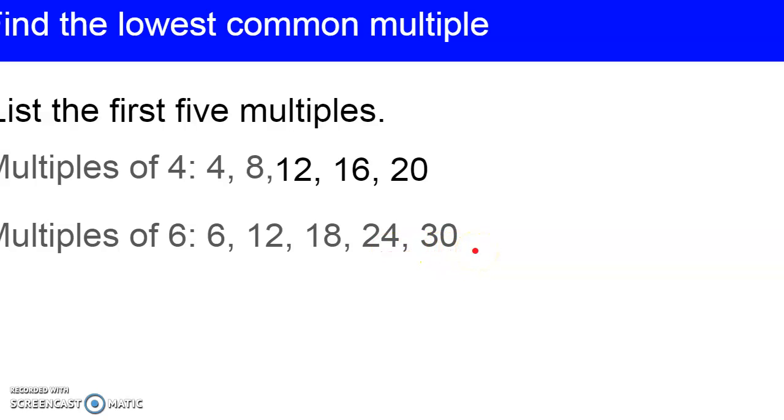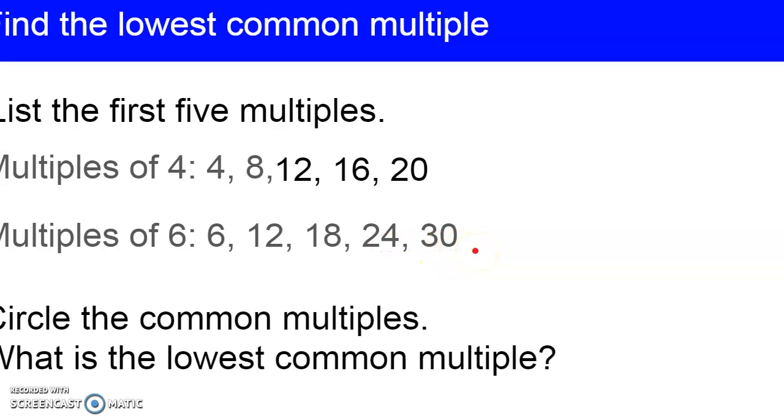Remember, we're trying to find a common multiple because that will become our new denominator. What is the lowest common multiple? Well, there only is one multiple in common. 12 is a multiple of 4, right? When you count by 4s, you hit 12, and it's a multiple of 6. Therefore, that number will become our new denominator.